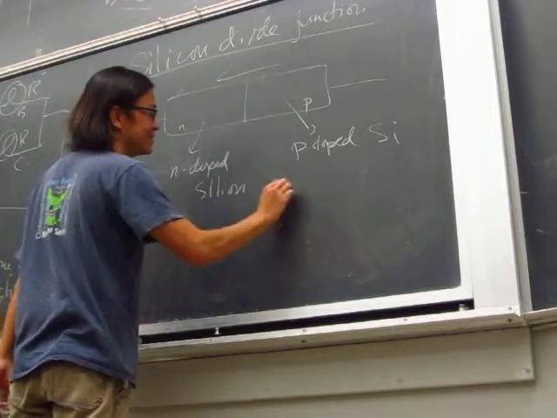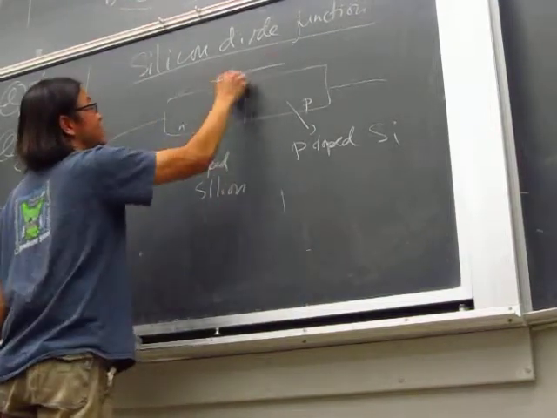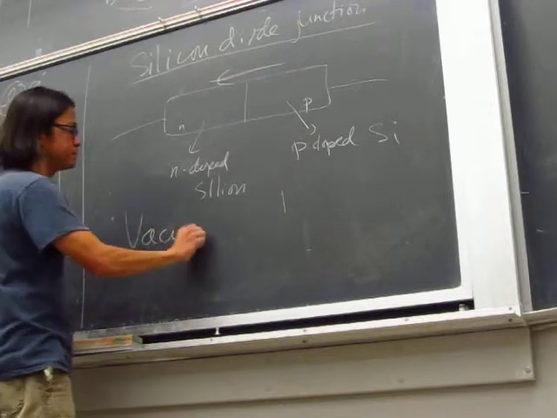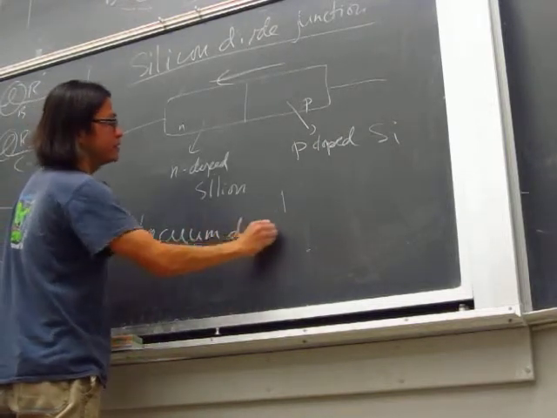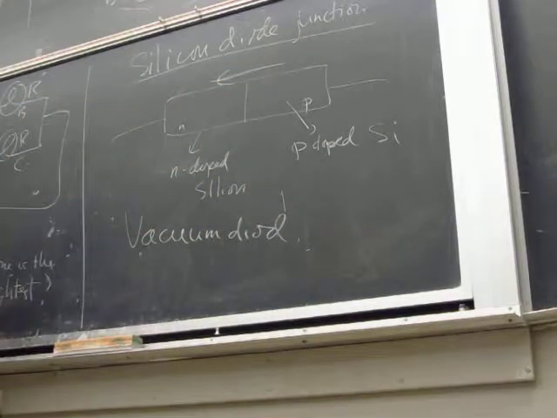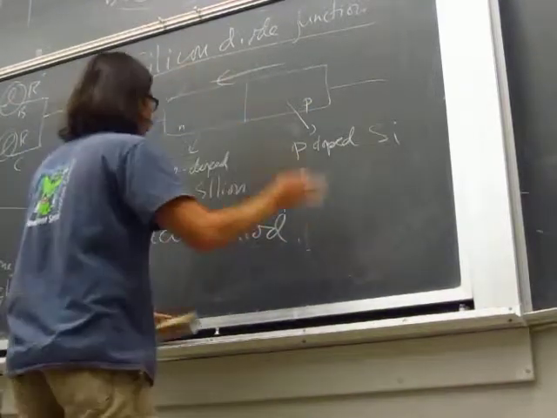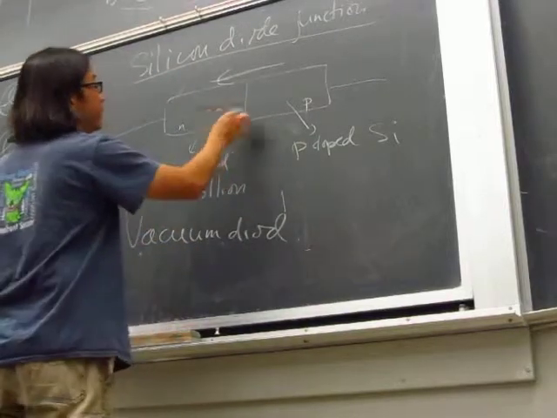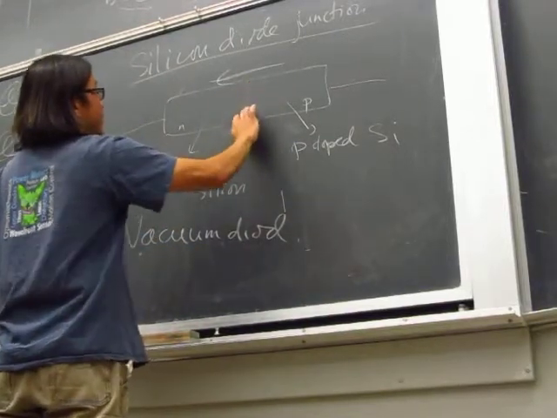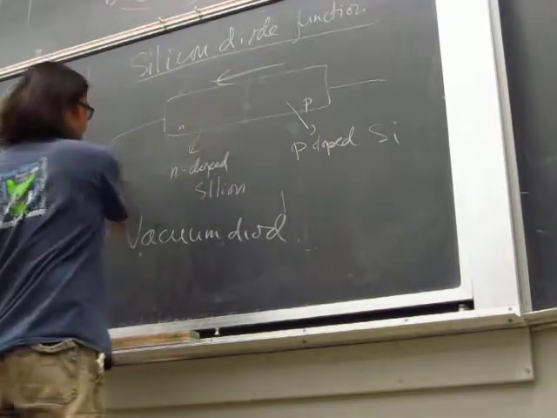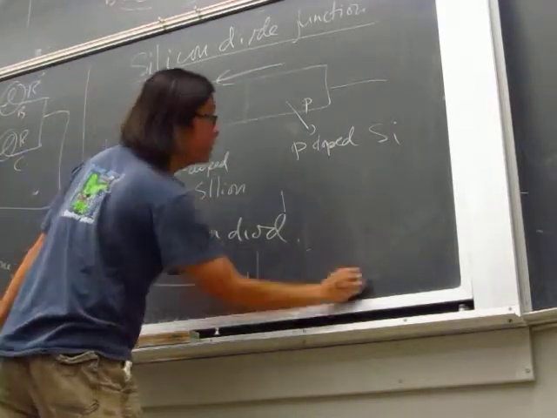So this is a diode, so current can only flow this way. Remember we talked about vacuum diode? This is actually a diode made from semiconductor, but you don't have to know any of this, right? All you need to know is what happened here when you connect these two at some potential difference, right?